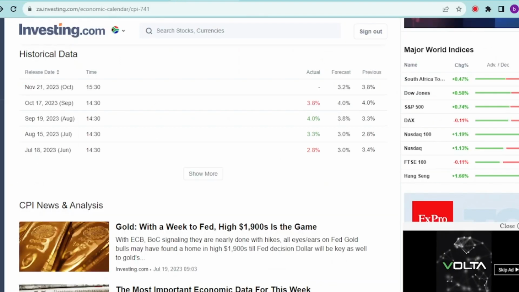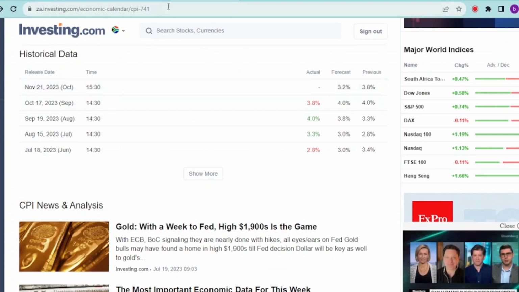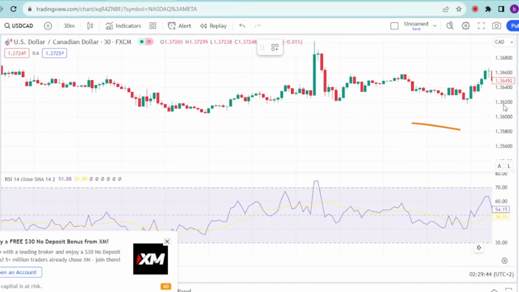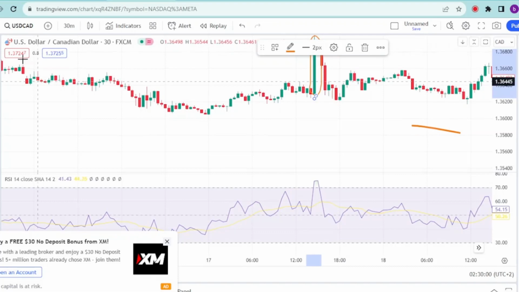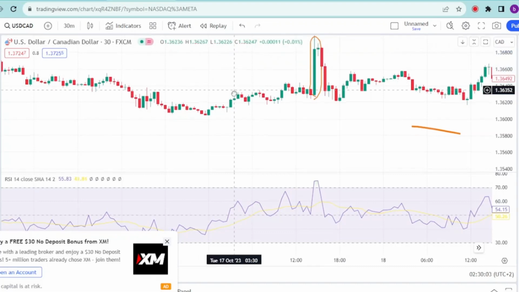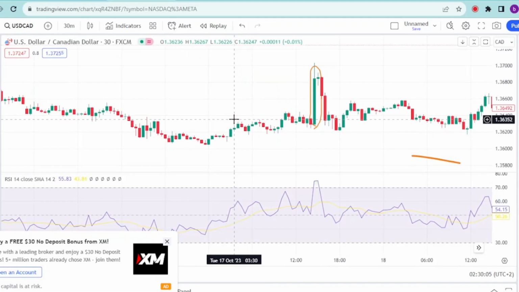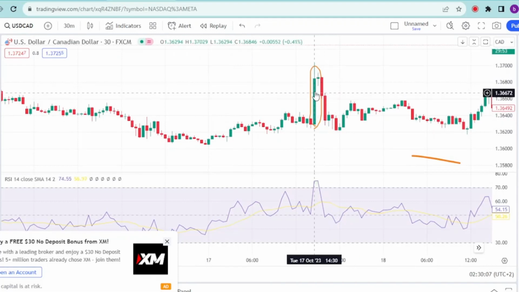As we can see here, the news release was at 2:30, right? And this is why we had a massive bullish candle right here. Okay.